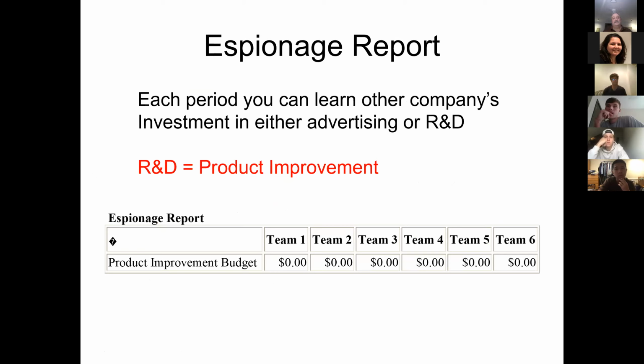All right, there's something called espionage. So you would probably really like to know how much other companies are spending on advertising and how much they're spending on product improvement, which is the same as R&D. Each week or each period, you have the opportunity to find out how much they're spending on one of those. So each period you can indicate, okay, I want espionage on advertising, or I want espionage on product improvement budget.